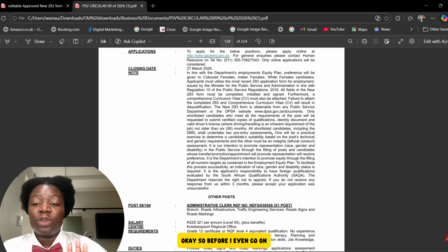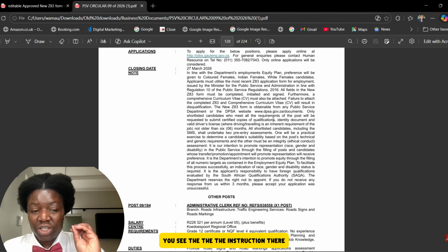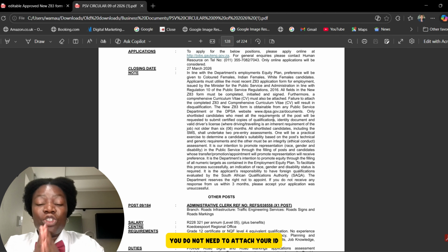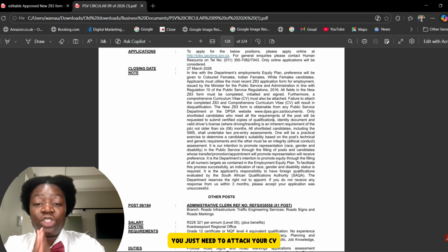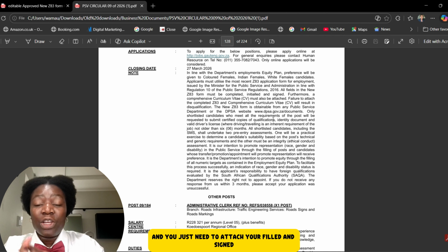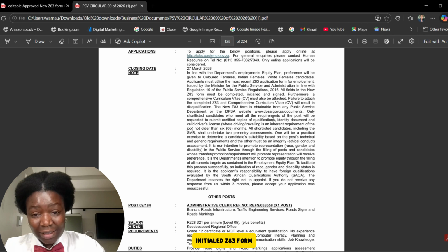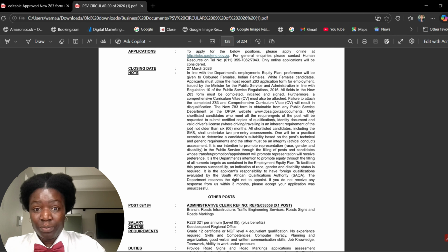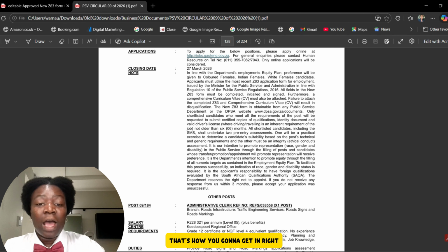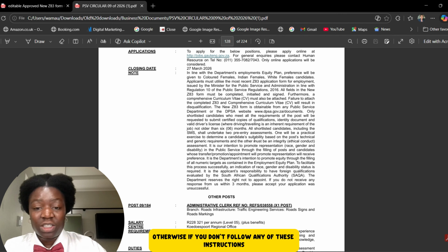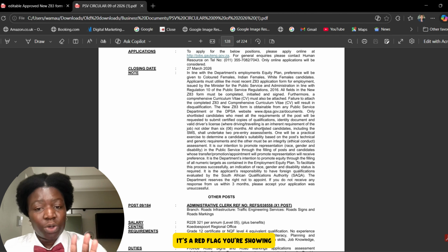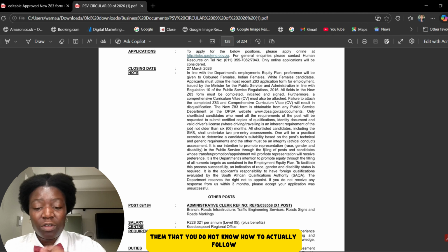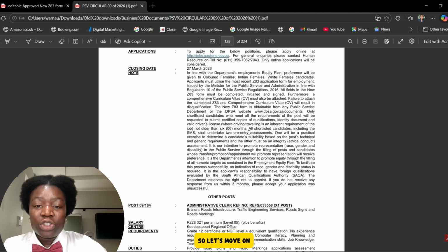Okay, so before I even go on, you see the instruction there. You do not need to attach your ID, your qualifications, and everything on this application. You just need to attach your CV, and you just need to attach your filled and signed, initialed Z83 form. That's how you're going to get in, right? Otherwise, if you don't follow any of these instructions, they're going to check you out. So if you attach your qualifications, it's a red flag. You are showing them that you do not know how to actually follow instructions. Okay, so let's move on.